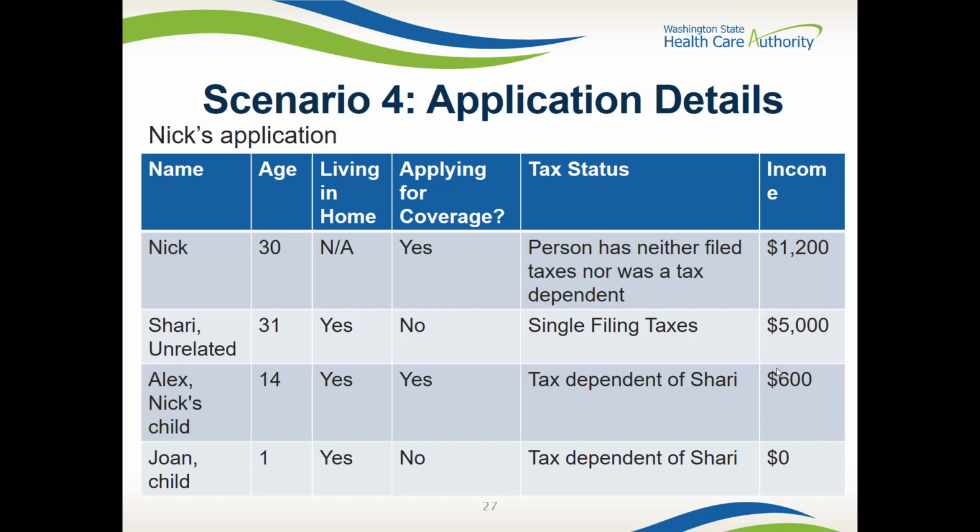Here are the details for Nick's application. Take a moment to review this slide. As you can see, Alex earns $600 per month. Therefore, his income is countable and it is included in the application.